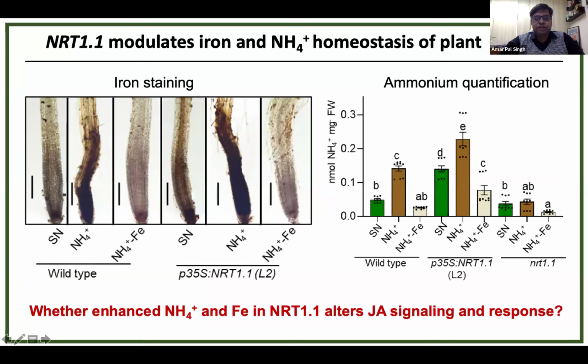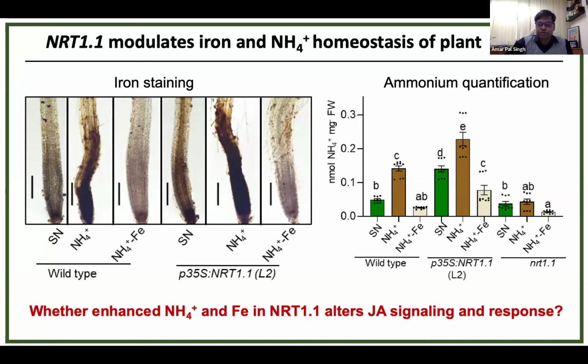So what happens, whether it is also involved in enhancing the iron and ammonium content. So we can see this NRT 1.1 leads to enhanced ammonium content, iron content, as well as ammonium content under ammonium stress conditions. So this suggested that NRT 1.1 is one of the players that is governing this ammonium and iron status of the plant. So now the question comes whether enhanced ammonium and iron in NRT 1.1 alters JA signaling and response. So it could be a feedback mechanism.